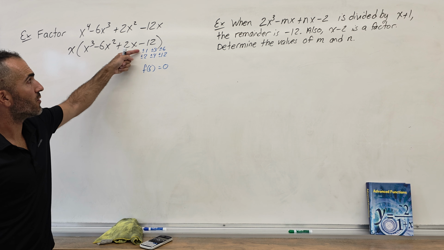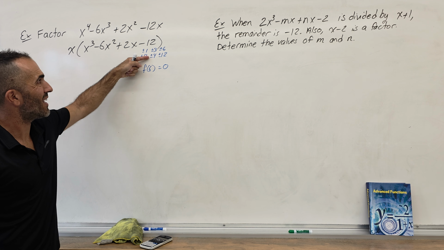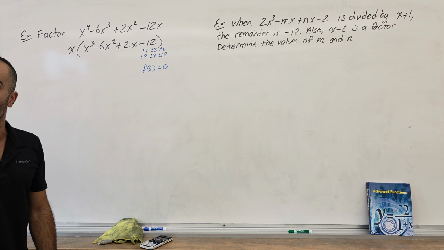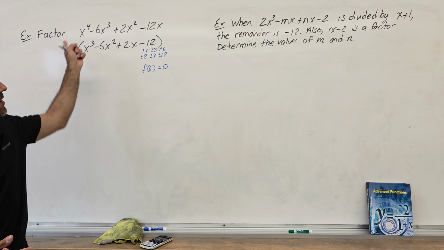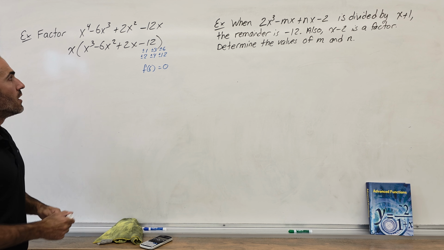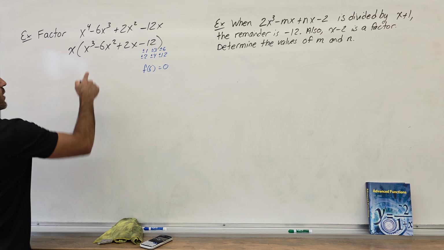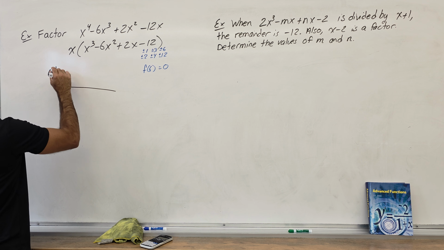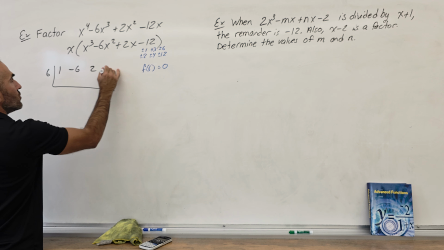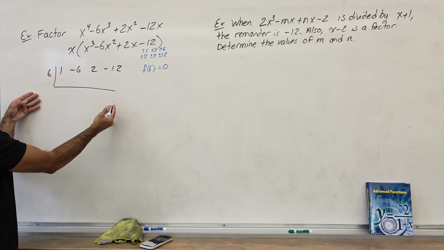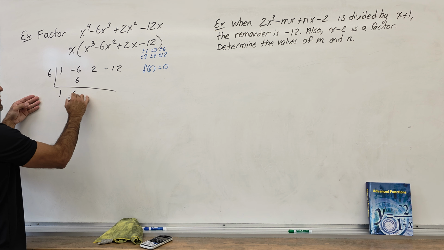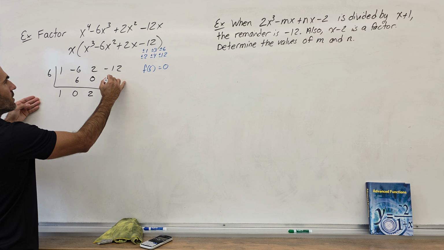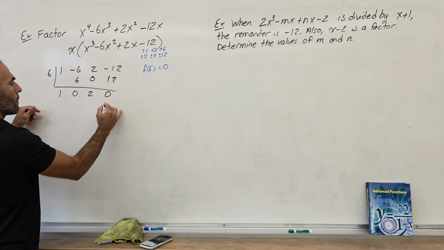Okay, so I have to plug in 1, 2, 3, 4, 5, 6, 7, 8. It worked on the 9th plug-in. I just plugged in 9 terms in that much time. So I know 6 works, so I'm going to use 6 with synthetic division. 1, -6, 2, -12. Do synthetic. 1, 6, 0, 0, 2. That's wrong. Oh, 12. 0.